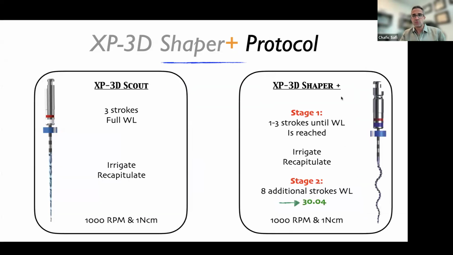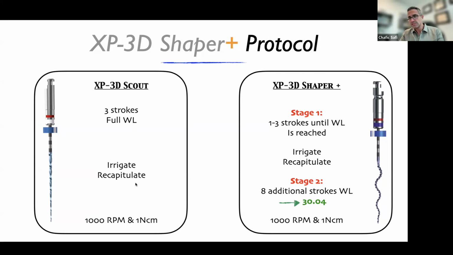Now, this is how to use the Scout and how to use the Shaper Plus while you're doing it clinically. When you're using the XV3D Scout, you're going to give 3 strokes to the full working length. Then you're going to irrigate and recapitulate before moving on to the XV3D Shaper Plus. And the XV3D Scout is going to be used at 1000 RPM and 1 Newton centimeter of torque.